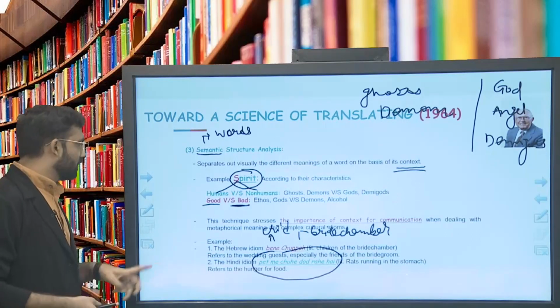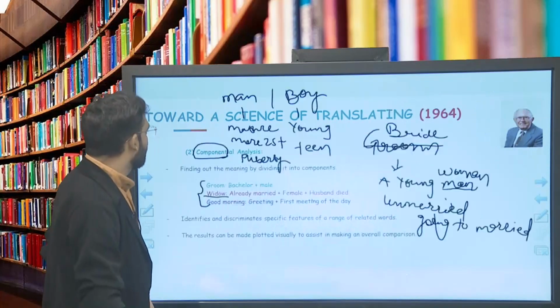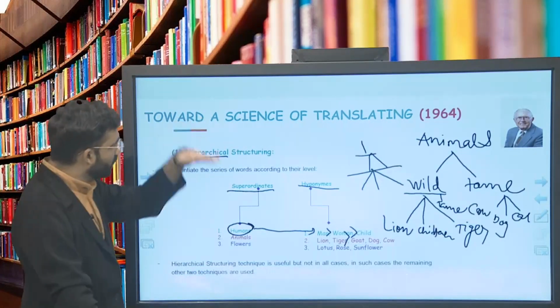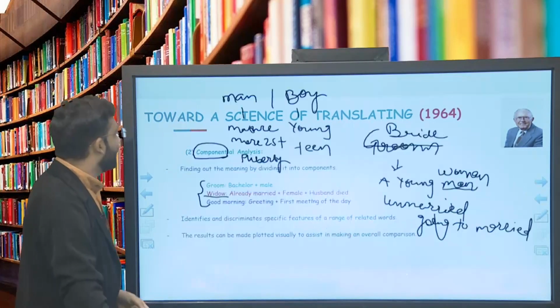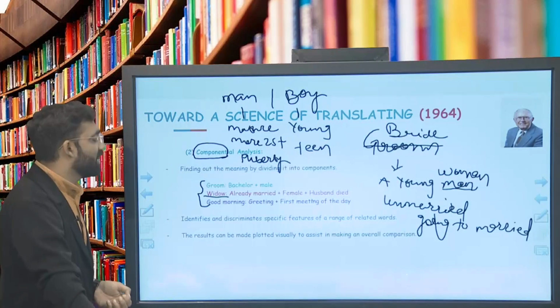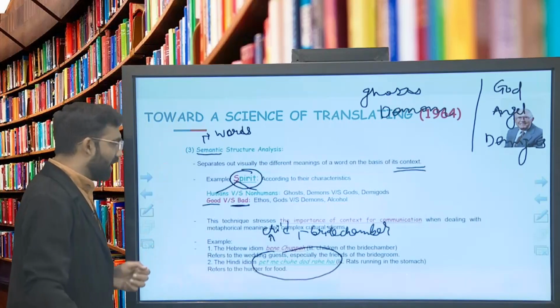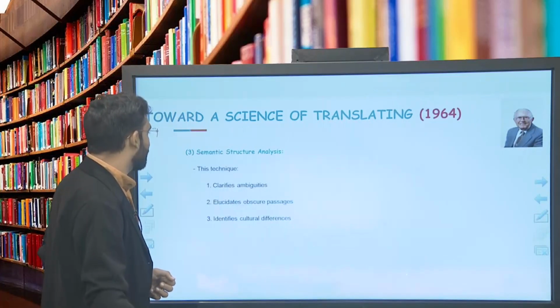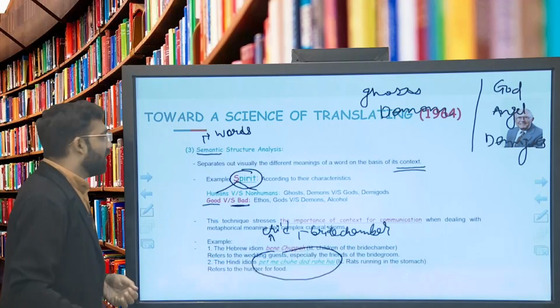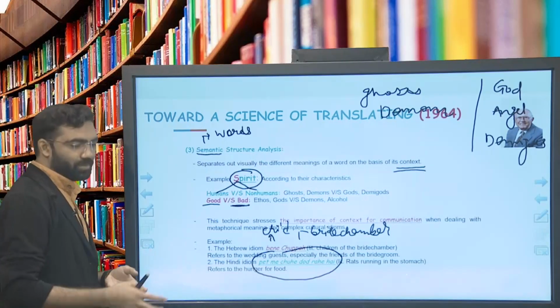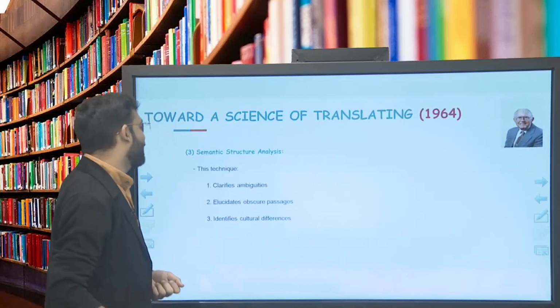Three techniques, if you check back. First is hierarchical structuring, where you create a hierarchy. Second is componential analysis, where you look at the different components of the words. And the third one is semantic structure analysis, where you focus on the characteristics of those particular words, their semantics.